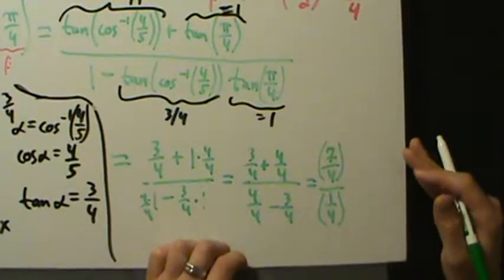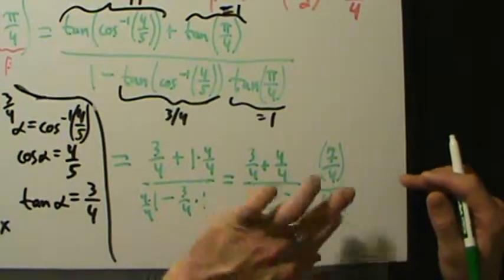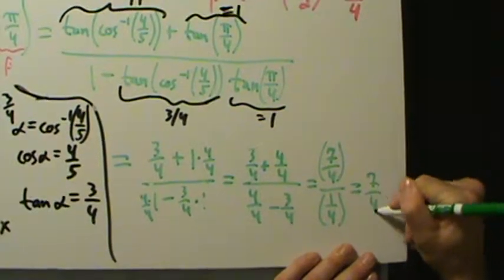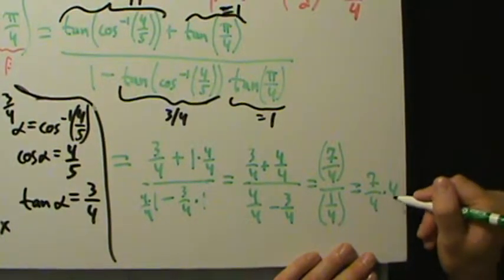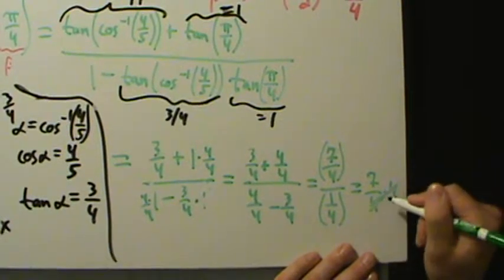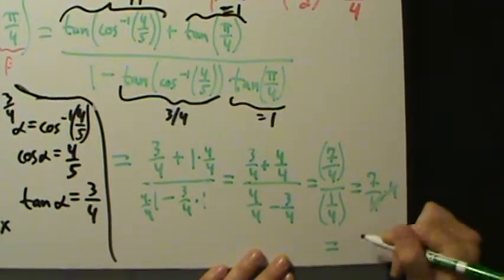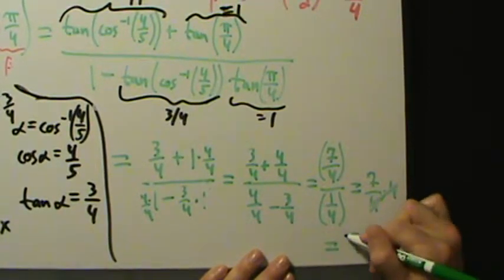If you divide by 1/4, that's like multiplying by the reciprocal, which is multiplying by 4. So it's 7 over 4 times 4. The 4's cancel, that's great, and what we're left with is just plain old 7. And that's our answer, 7.